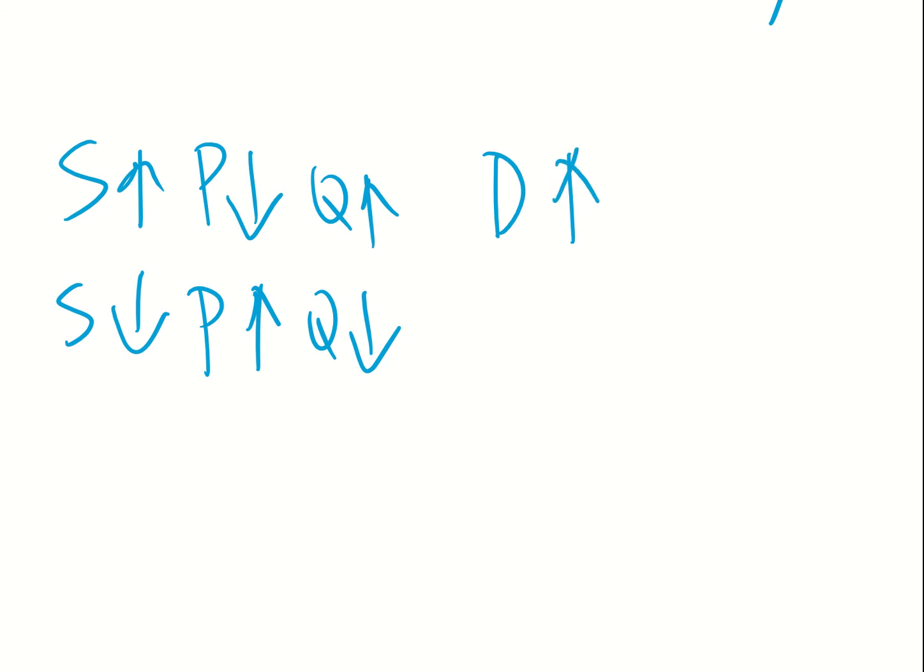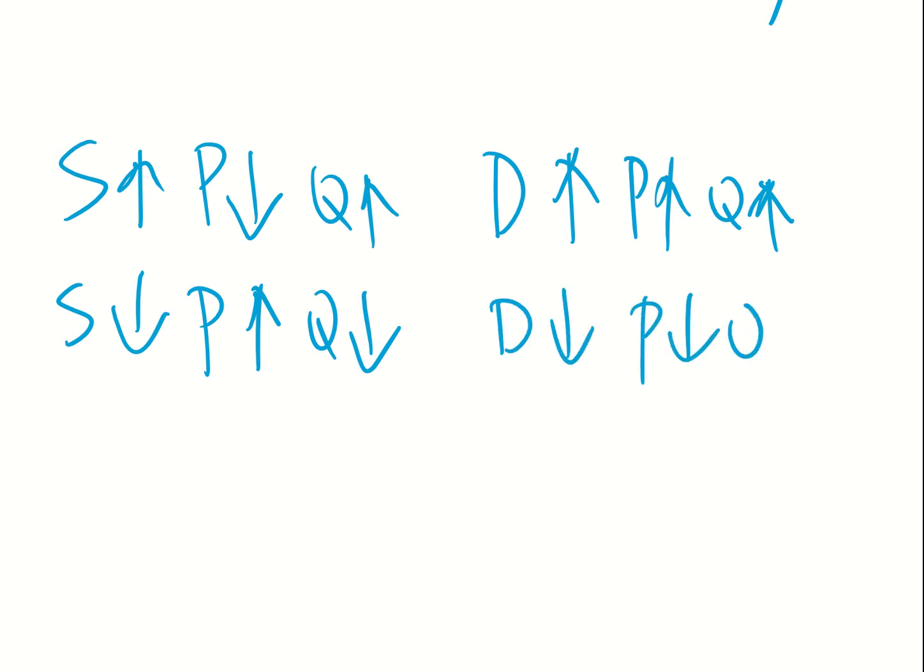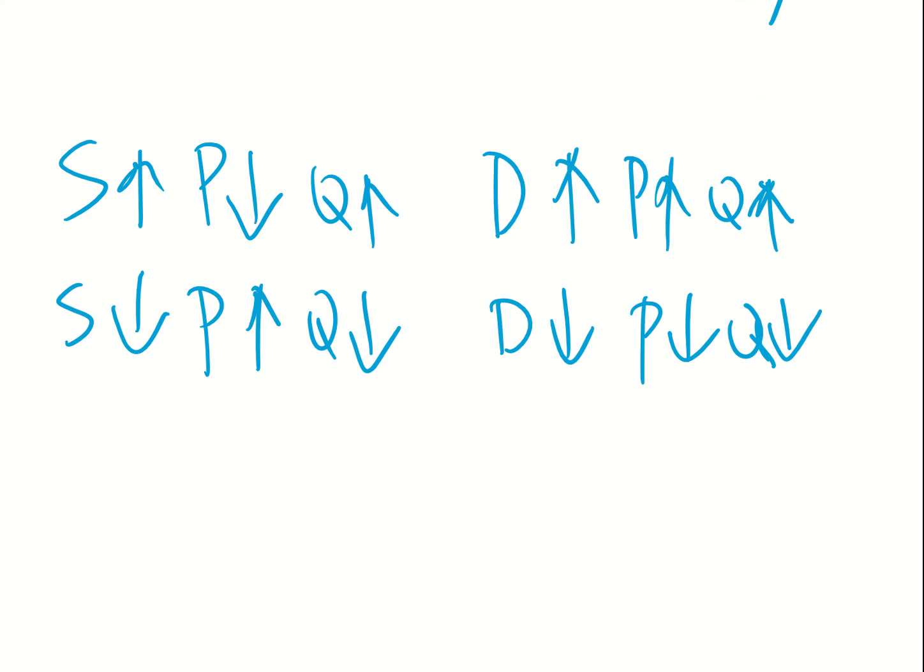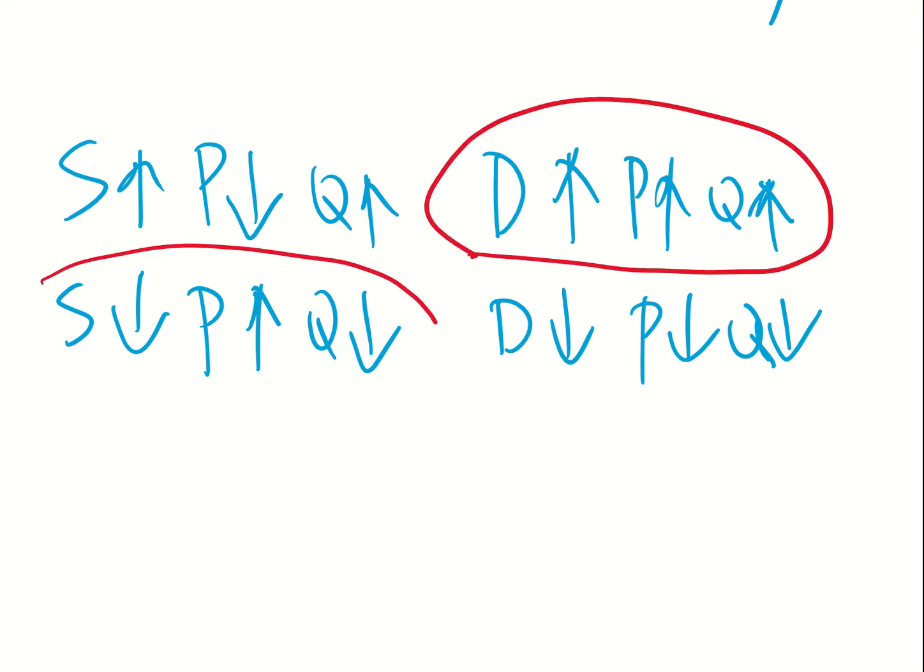Demand increases, price goes up, quantity goes up. And then demand decreases, price goes down, and then quantity goes down. Right? So for the question we have here, we're going to see a demand increase and then a supply decrease. So a demand increase, that'll be this one right here, and then a supply decrease, right?